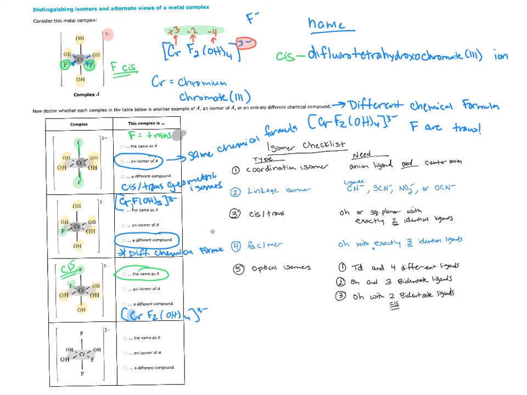Last structure. Got 2 fluoros. No, I've got 3 fluoros, 3 hydroxos, 1 chromium, same 3 minus charge. So we have a different chemical formula, which means this is a different compound. Okay, so in your ALEKS assignment, you're going to see the same type of problem, but potentially different chemical structures. So you want to work through this in the same way. I hope this helps.